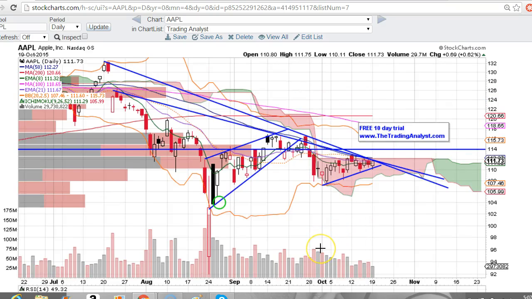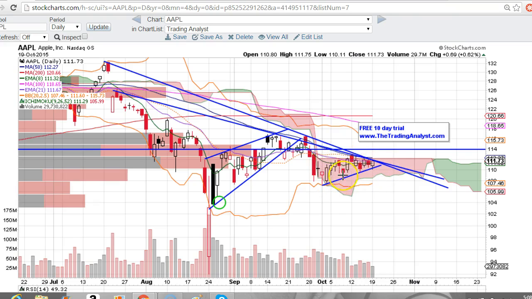Another thing to point out is the volume pattern. We've got decreasing volume. As you can see, it peaked over here. And then as Apple has been kind of chopping around, chopping higher, I guess I would call it, we've been having a decreased amount in volume. So if you see a higher amount of volume on the upside or the downside, that's going to be what you're going to want to look for, whether it's a break below this line or a break above this line. Okay, so that's kind of what we're waiting for at the Trading Analyst, is a high volume break above or below this line.